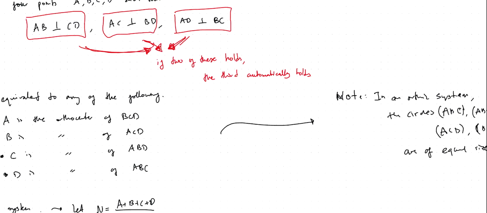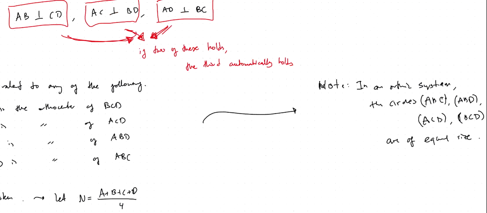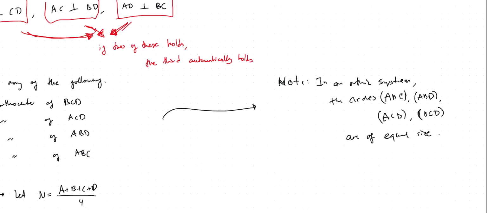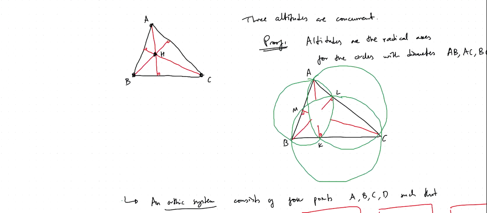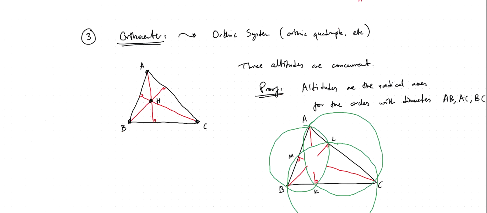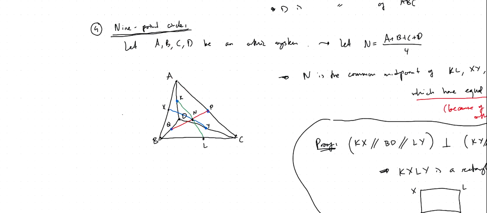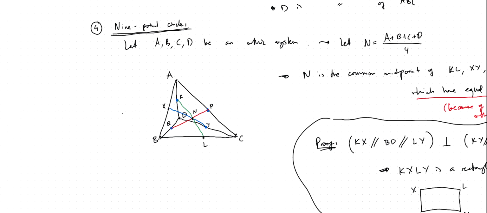All right, sorry for the interruption and the confusion. In an orthic system, these 4 circles have equal size, and there's an important fact. What does it mean? For example, let's look at this figure. Forget about the midpoints and stuff. Just look at A, B, C, D. Equal size doesn't just mean equal size.